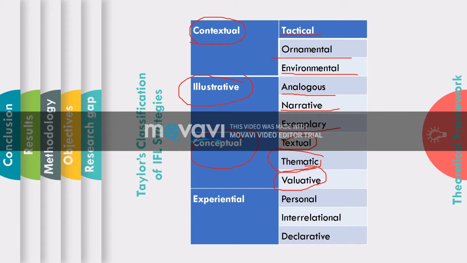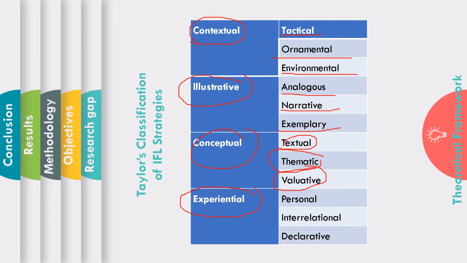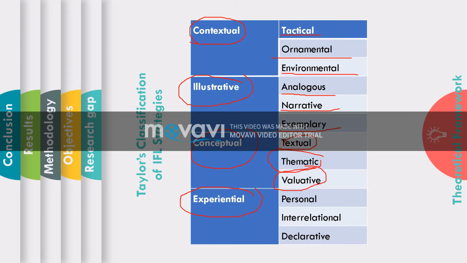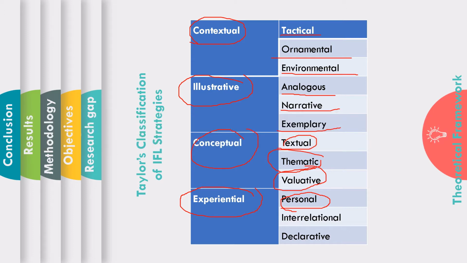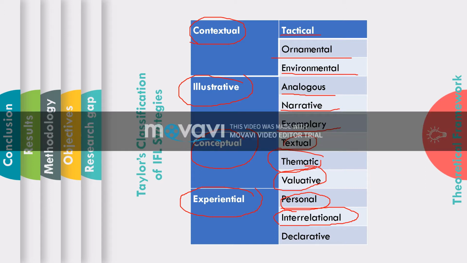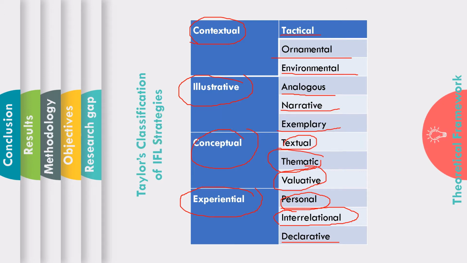The last strategy is experiential strategy. Experiential means putting IFL into experience. Personal method here means creating a more genuine personal relationship with the students and allowing them to have a closer relationship with God. Interrelational, from the words inter and relation, means to harmoniously work with and relate with other people. Finally, declarative method is more on witnessing for Christ and setting an example to be a living witness for the Lord.